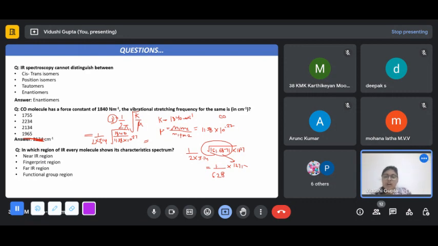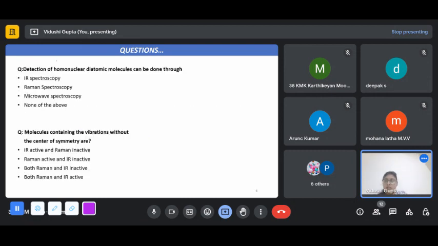In which region of IR does every molecule show its characteristic spectrum? Near IR, fingerprint, far IR, or functional group? The answer will be fingerprint region. Now the next question: detection of homonuclear diatomic molecules can be done through IR, Raman, or microwave spectroscopy.